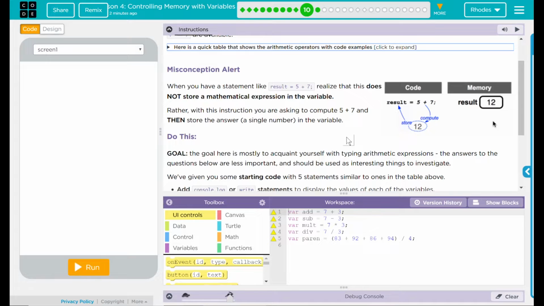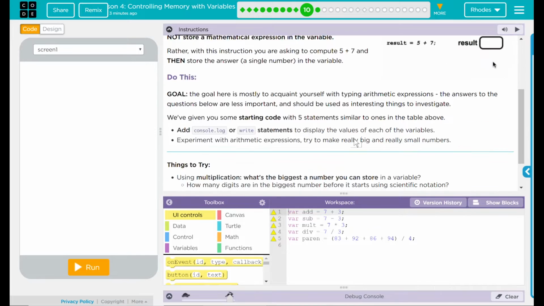Misconception alert. When you have a statement like result equals 5 plus 7, realize that this does not store a mathematical expression in the variable. Rather, with this instruction, you're asking to compute 5 plus 7 and then store the answer, a single number, in the variable. We have a little example over here. So you can see the code, the result is 5 plus 7. The answer is 12, and that's what actually is going to be stored, not the 5 plus 7.